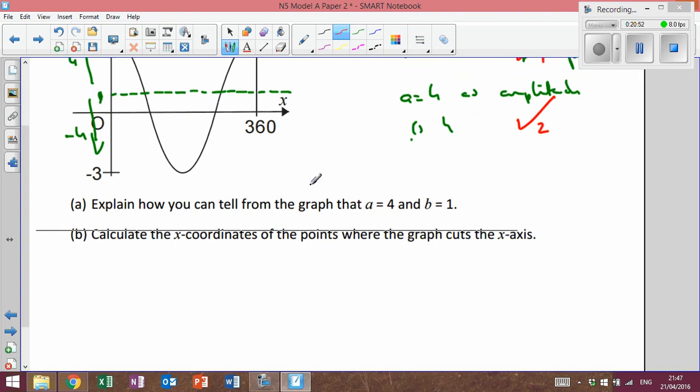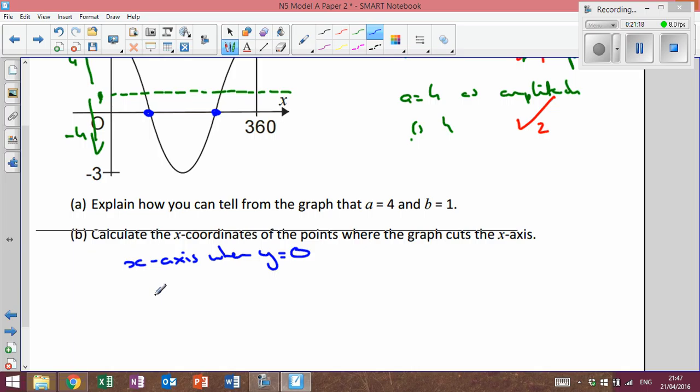Okay, part b, calculate the coordinates of the points where the graph cuts the x-axis. Okay, so here, let's use blue. I've not used blue yet, have I? Okay, so we want where it cuts the x-axis. Now again, and this is tricky, it cuts the x-axis when y is 0.